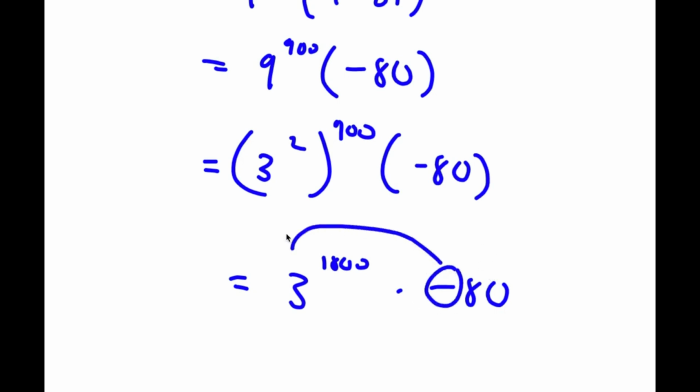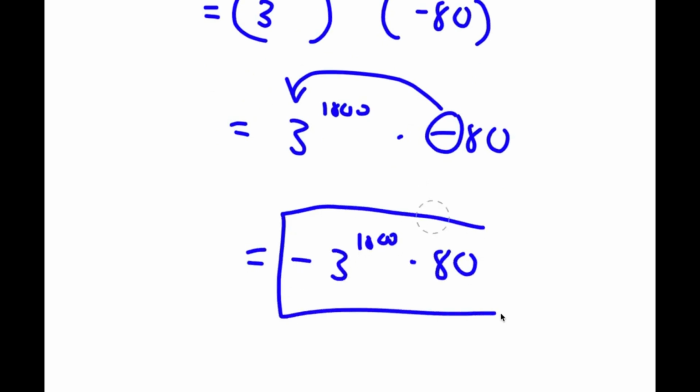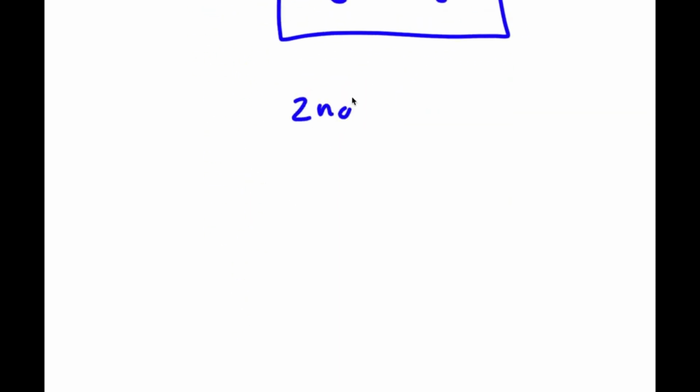I can actually move this negative sign to the front. So this is actually going to equal negative 3 to the power of 1800 times 80. So this is my answer. Now, a second method of solving this problem.